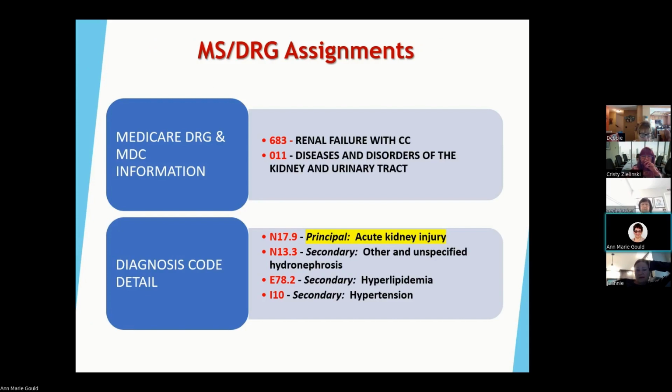And then, of course, our MS-DRG is 683 with the CC. What is our CC capture? What's our CC, guys? Hydronephrosis. Very good. And then, of course, we could end up with 2 secondary CCs if we get the bladder tumor confirmed. Then you end up with AKI and hydro as 2 CCs, and then you have your bladder cancer as your primary diagnosis. Very good.